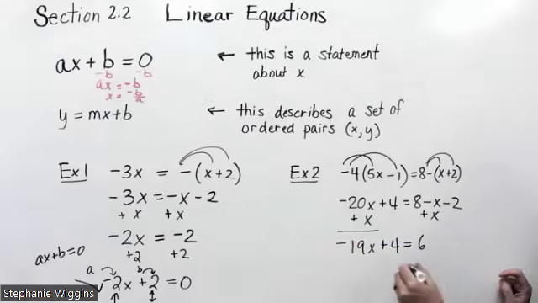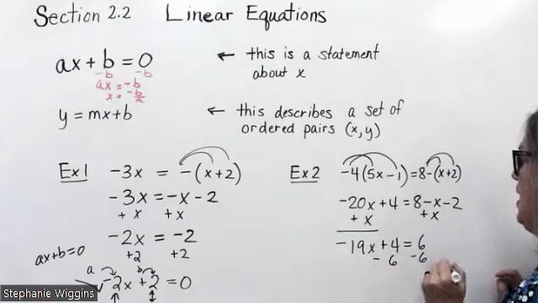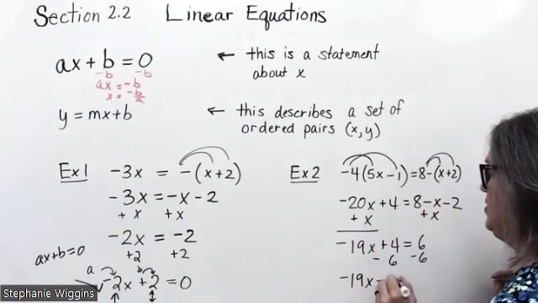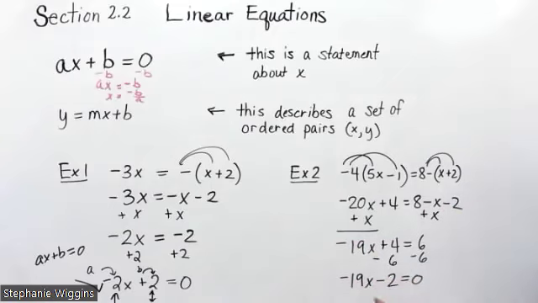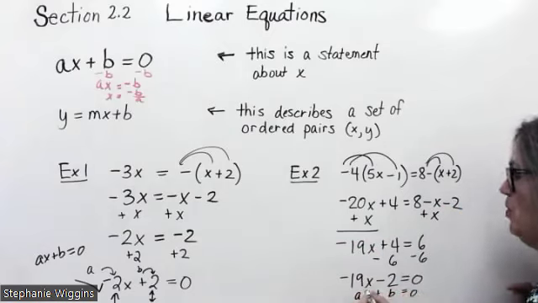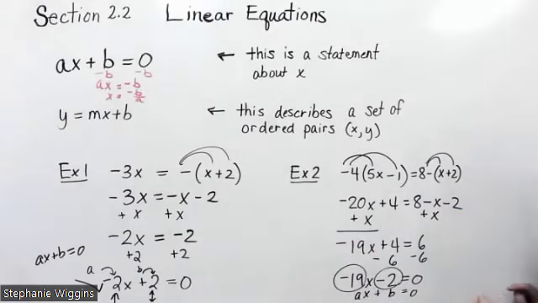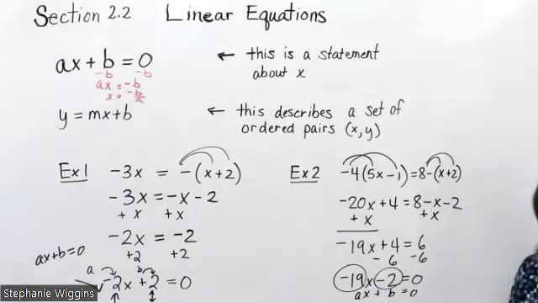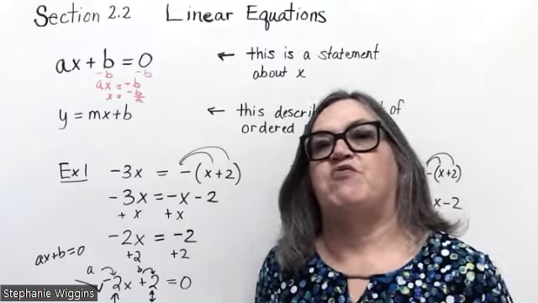And then I'll go ahead and subtract 6 from both sides. I get negative 19x minus 2 equals 0. So you can see I've expressed it in the form ax plus b equals 0, where a is negative 19 and b is negative 2. All right, so both of these equations are linear because I was able to put them in that form.